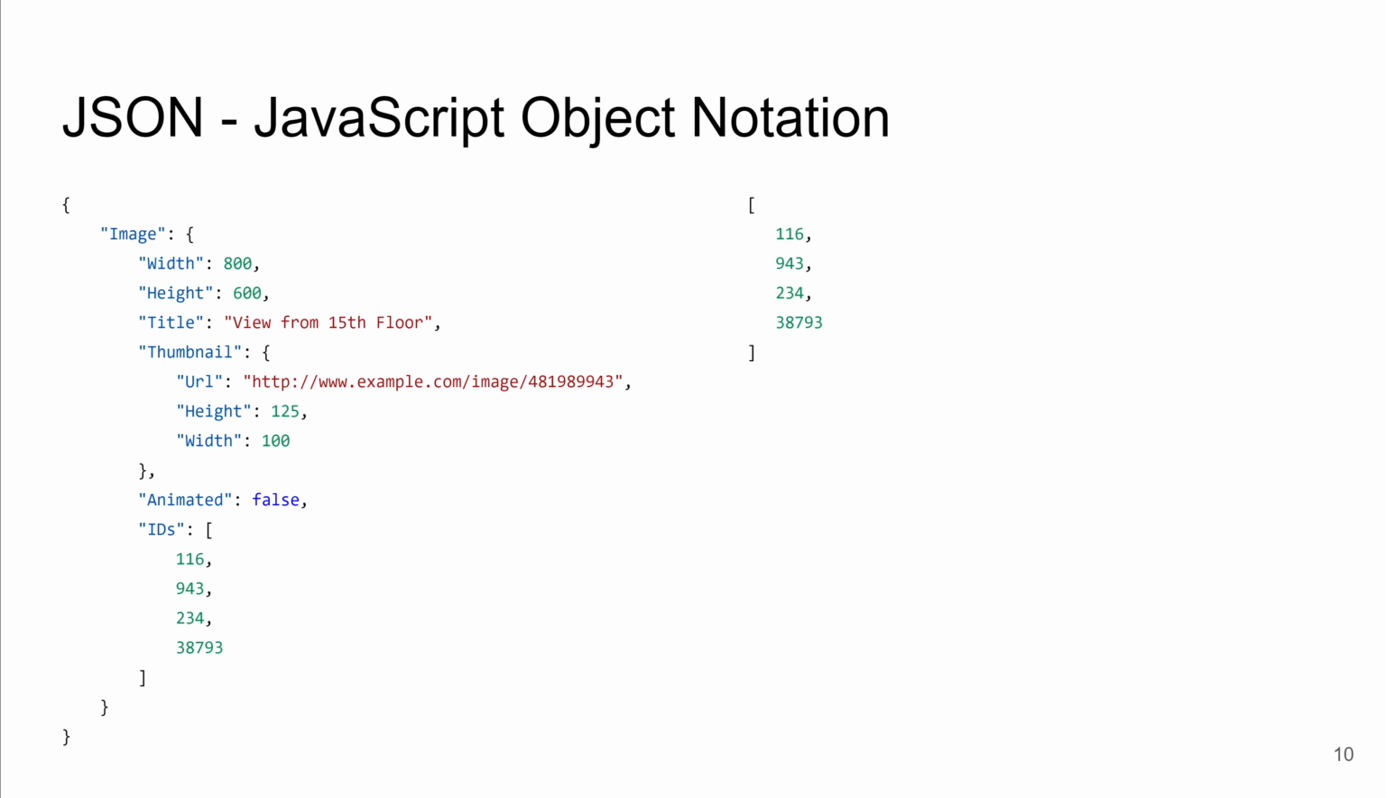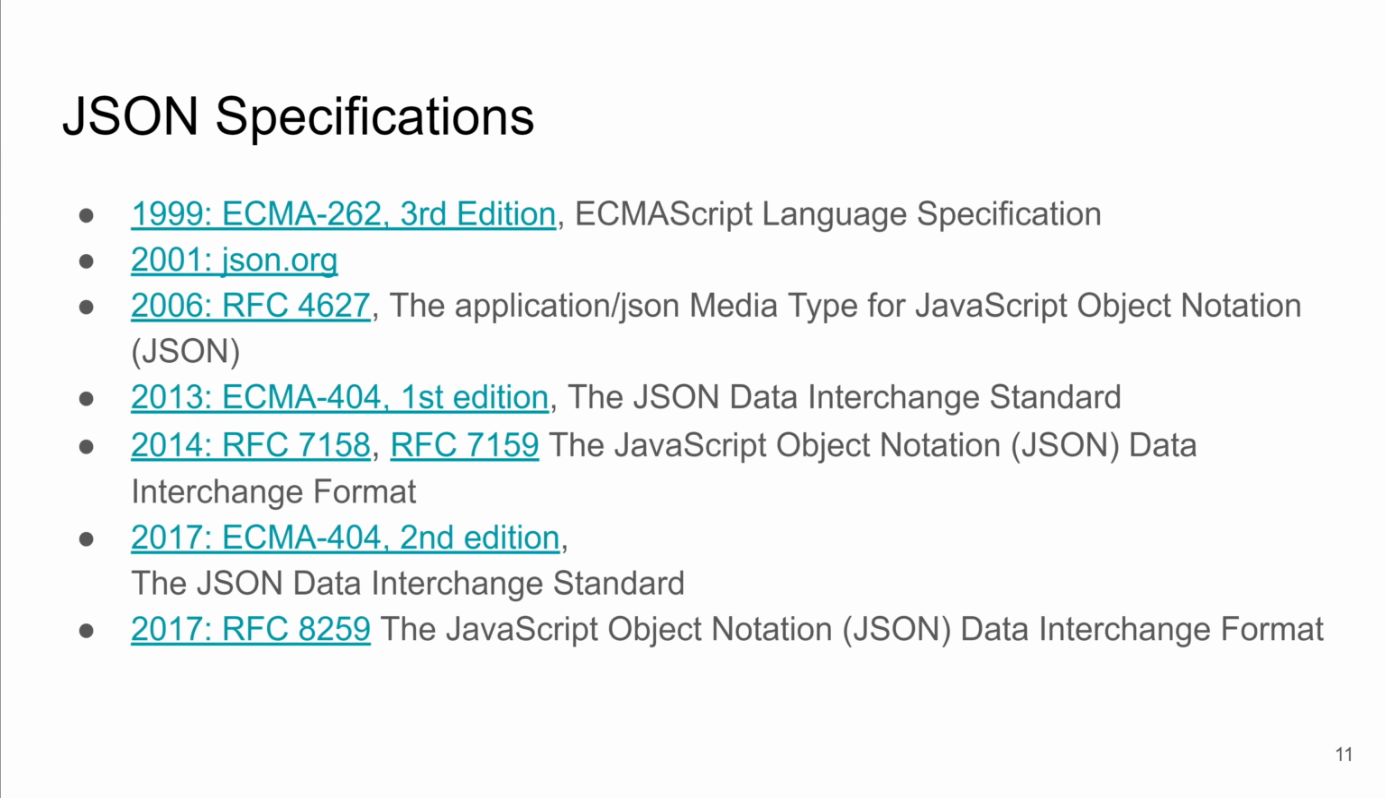And this is how a complete JSON looks like. As I mentioned, we have two JSON files or JSON documents here. One has a JSON object as a root, and one has a JSON array as a root, and both are valid. And this is it. JSON is quite a simple serialization format. Nevertheless, it is specified by a series of specifications by different standardization entities.